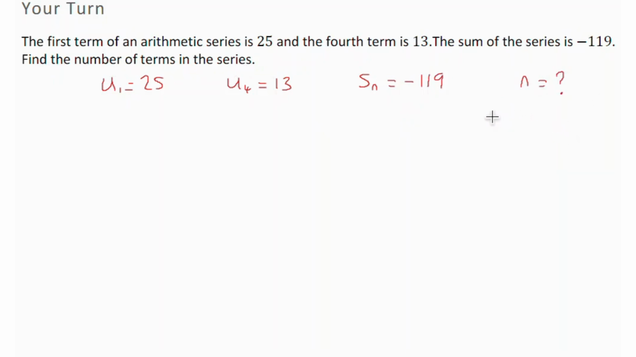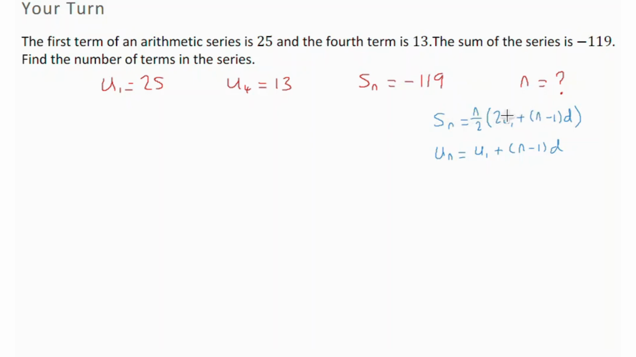So let's think about our formulae that we know. We've been told something about the sum. So Sn is equal to n over 2 times (2u1 plus n minus 1 times by d). And we've been told something about un, so let's write down that one as well. Un is u1 plus n minus 1 times by d. So we know that negative 119 is going to be equal to this.